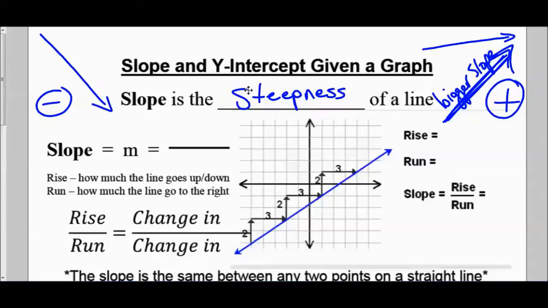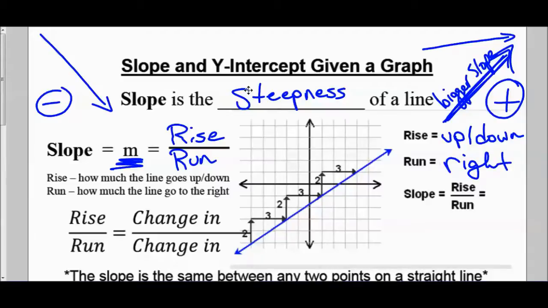And we're going to use the letter m to represent slope. To find the slope, we're going to do the rise divided by the run. Sometimes you'll see that left as a fraction. Sometimes you'll actually divide it out and find the slope. Either way, it's always the rise divided by the run or the rise over the run. The rise is how much we go up or down. And the run is how much it's going to the right.